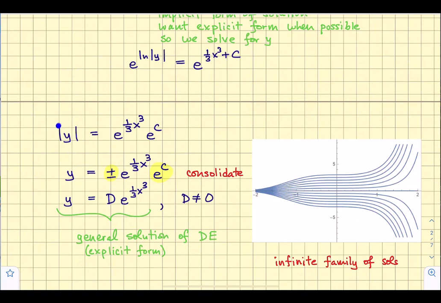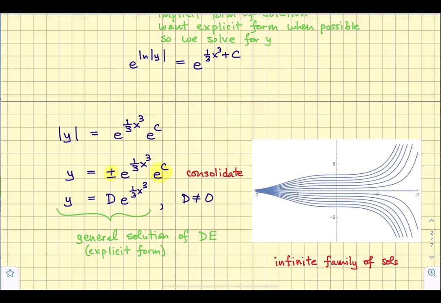And now notice if the absolute value of y is equal to this, then that says that y itself is plus or minus this. And now you see why we wanted to split this e to an arbitrary constant apart from this, because now think, if c is an arbitrary constant, then e to the c is an arbitrary constant. Matter of fact, it's a positive constant, but it's multiplied by a plus or minus. So if we take these two and consolidate them into one big arbitrary constant and call this d, then we get the explicit form of our solution, which is y equals d e to the 1/3 x cubed.